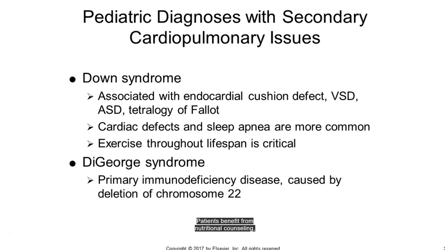Patients benefit from nutritional counseling, recreational opportunities, and physical activity. DiGeorge syndrome is an immunodeficiency disorder that is caused by deletion of chromosome 22. They may exhibit cardiac anomalies, abnormal facial features, thymic hypoplasia, cleft palate, and hypocalcemia. Cardiac surgery, medications, or thymus transplantation are typical medical treatments.